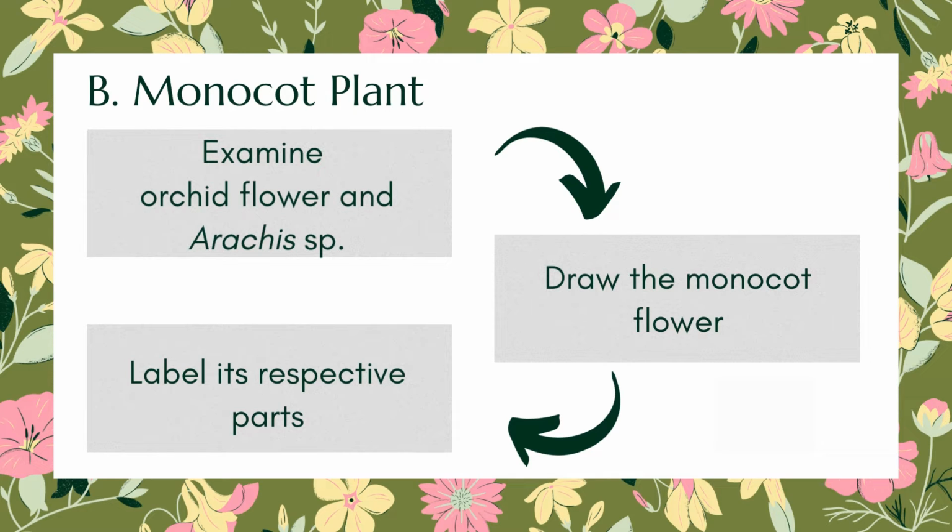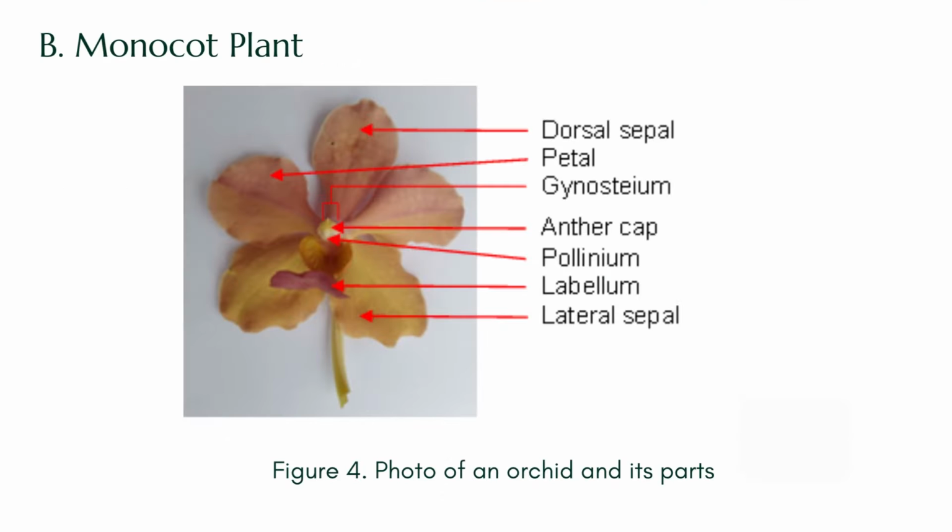The methodology for Section 1 Part B is the following. First is to examine two species of monocot plant flowers, namely the orchid flower and a flower of Arachis species. Next is to draw the monocot flowers, and lastly is to label their respective parts.